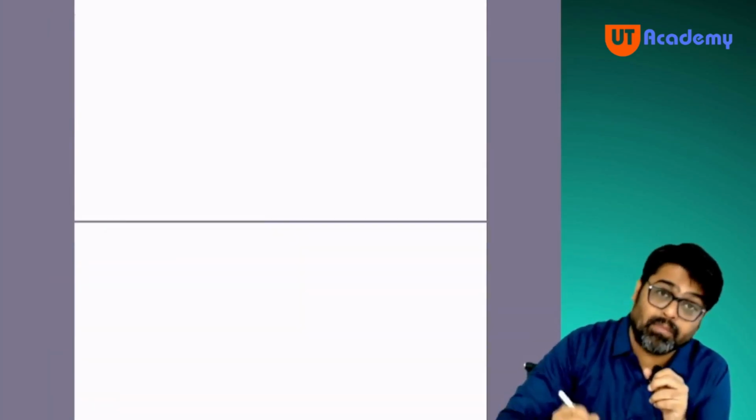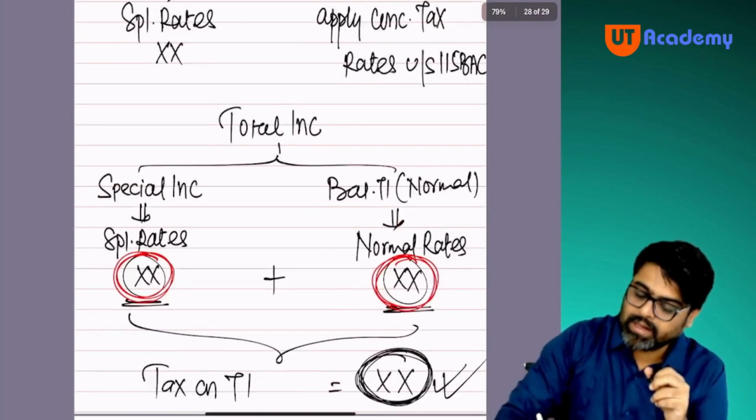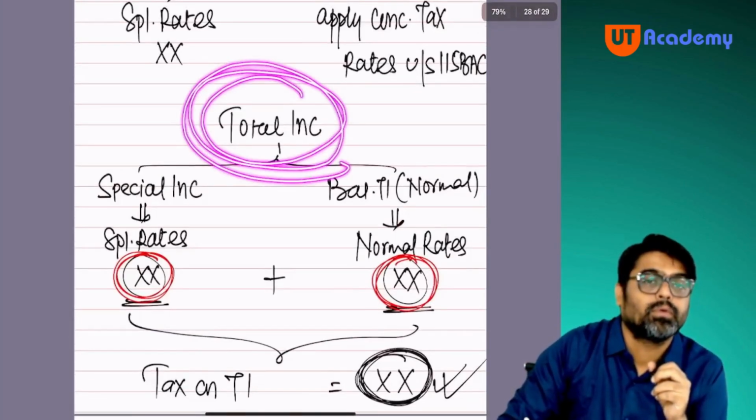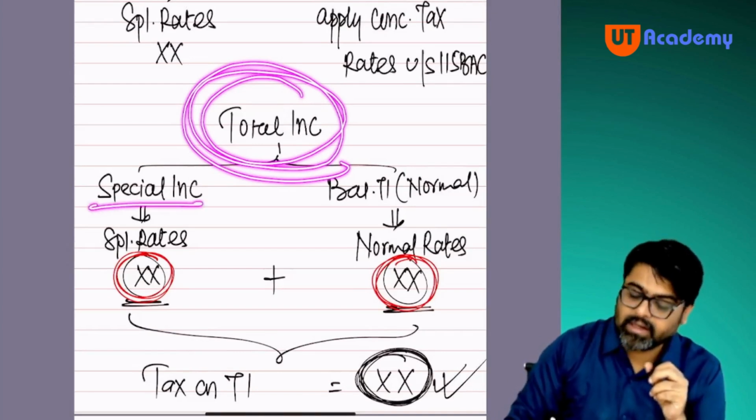Now pay attention to what I am trying to tell you. This total income we have calculated, for whom? Which company? Special income, special rate?